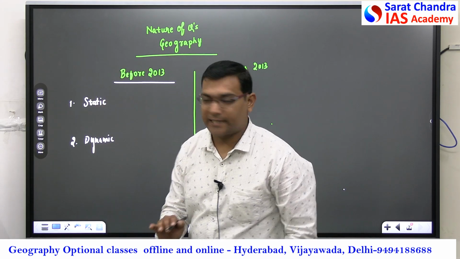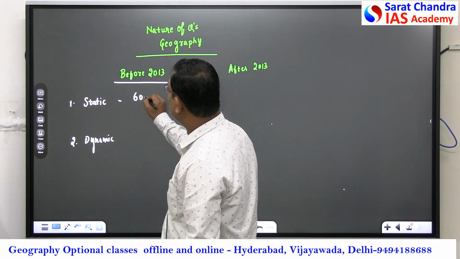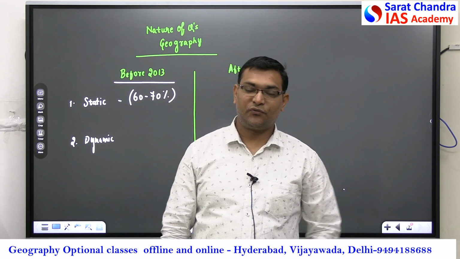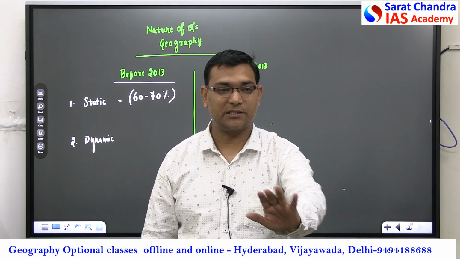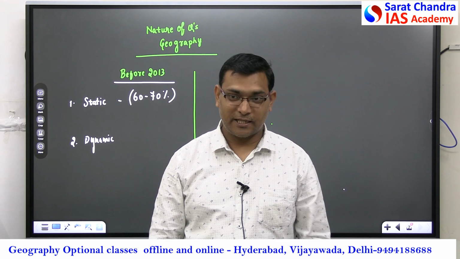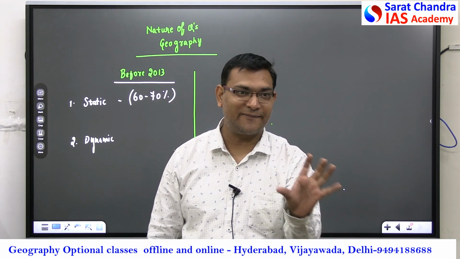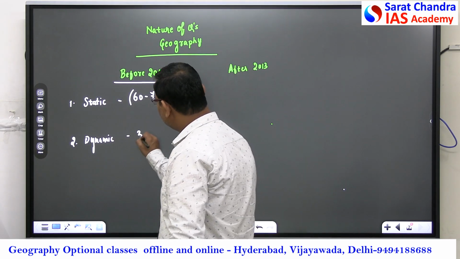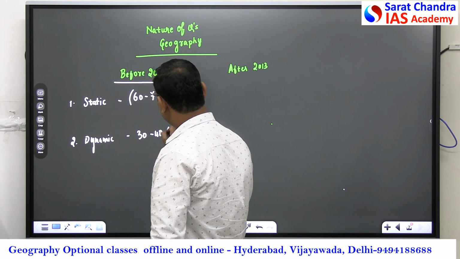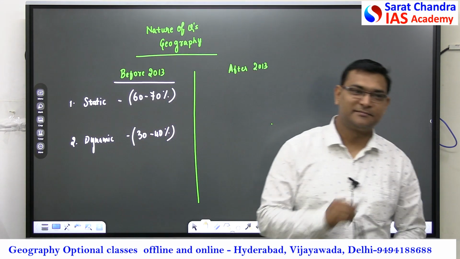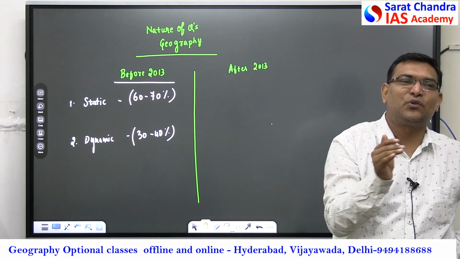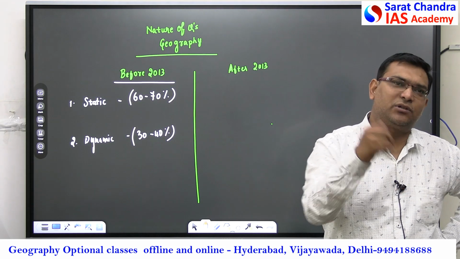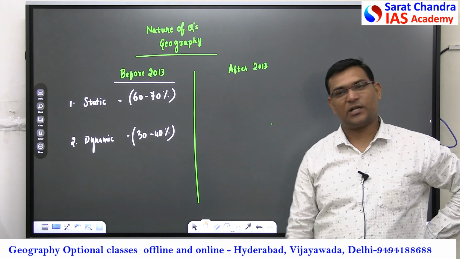In the static, 60 to 70% was static part. If you read just this, your selection is done. Okay? Yes or no? Understood? If you read this 60 to 70%, you are guaranteed to be selected, right? And 30 to 40% is your dynamic. So if you read the dynamic part less, with more weightage to the static, your geography syllabus is done and your selection will be fine.